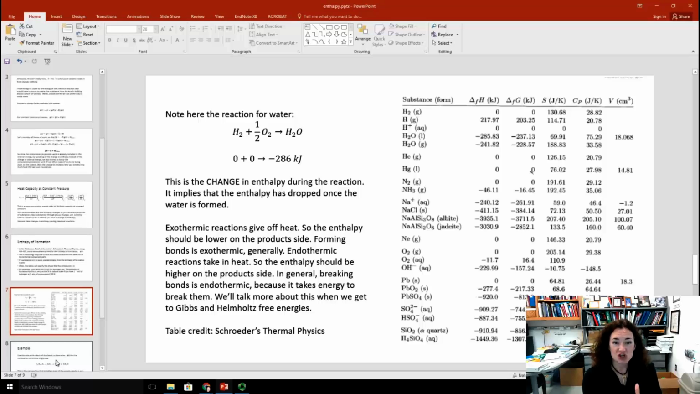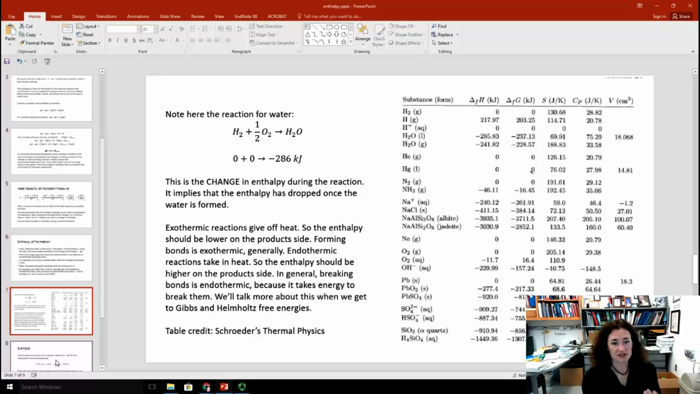Now this is the change in the enthalpy during the reaction. It implies that the enthalpy has dropped once the water is formed. Now what this means is that heat has been given off, because you start off with more heat, right, 0 on the left-hand side, and you end up in the negative on the right-hand side. So this is an exothermic reaction. Exothermic reactions give off heat, so the enthalpy should be lower on the product side.